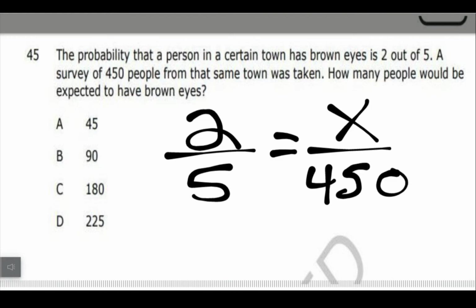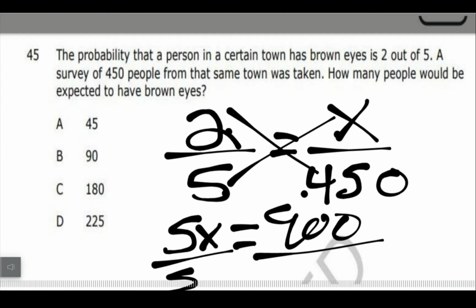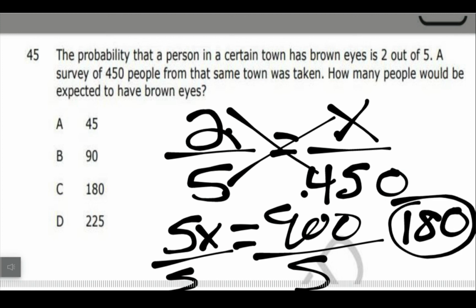And then to solve this, I would cross multiply. 5 times x is 5x. 2 times 450 is 900. And then I just want to divide that by 5. So 900 divided by 5 is 180. Which would be C.